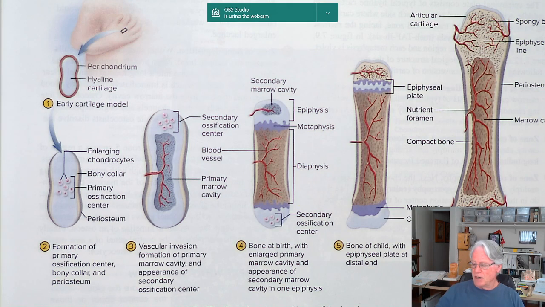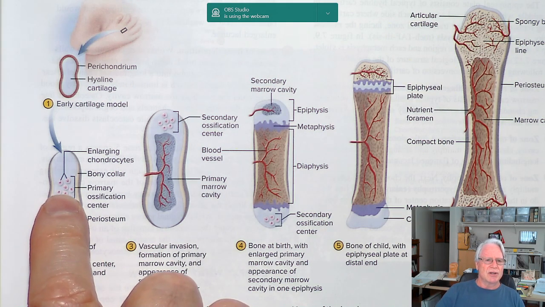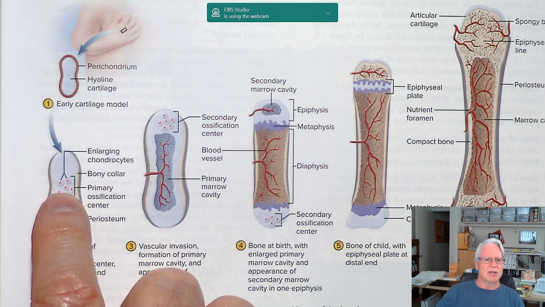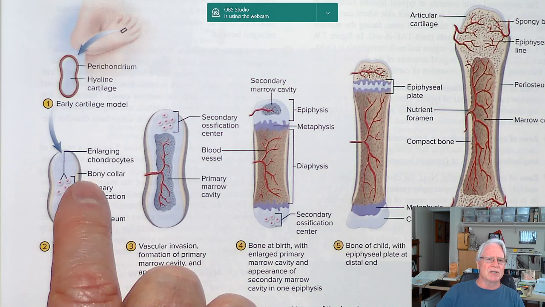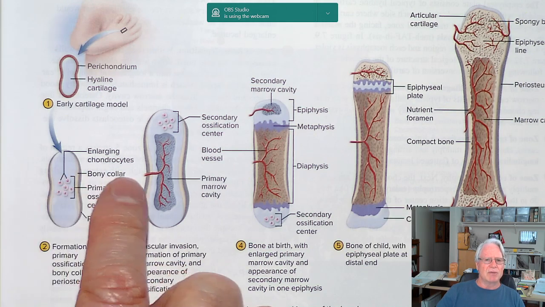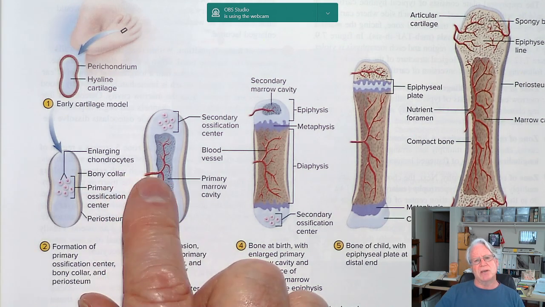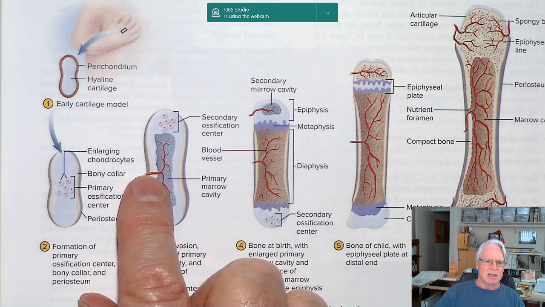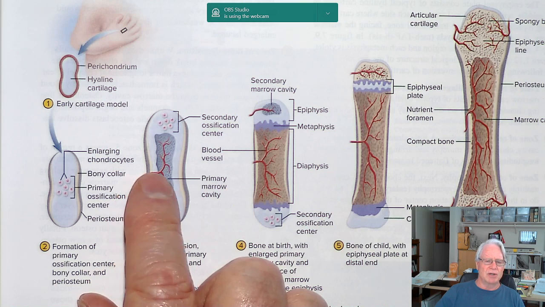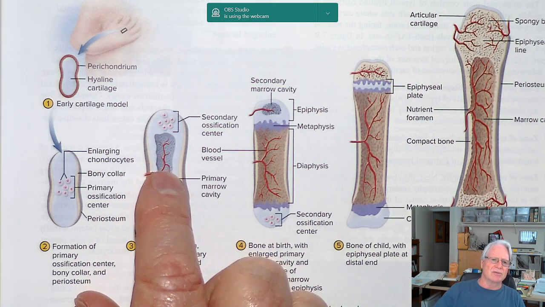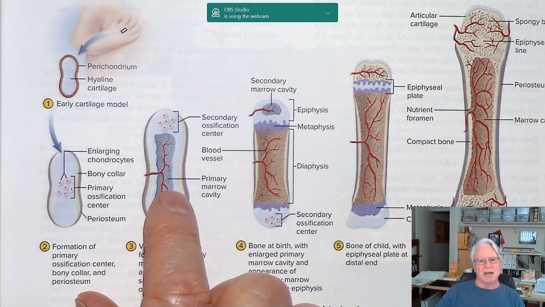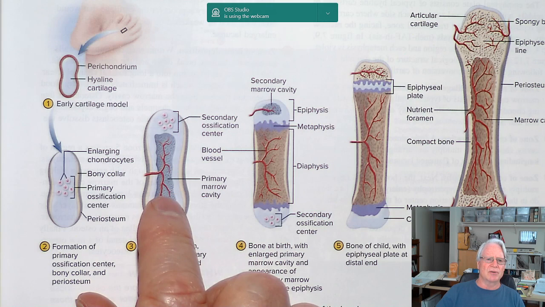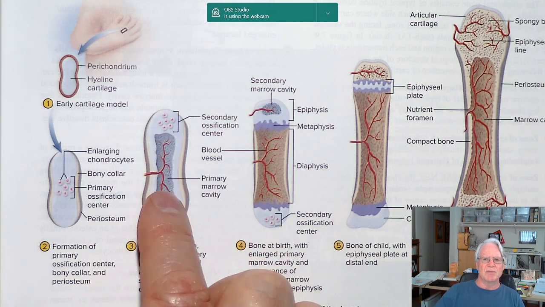And as that proceeds, some of the cells in the center start to enlarge. We start to have cell death. And then we introduce the bone collar, which increases that cell death. And then we penetrate the bone with an artery. That artery brings in osteoclasts, which are going to be digesting and breaking down not just the bone collar, but the calcified center of the model, calcified cartilage. And that process of growth is going to move towards the ends of the bones.